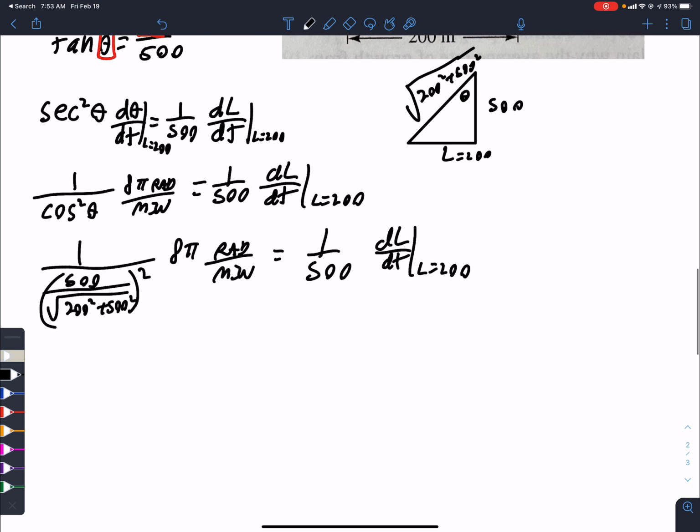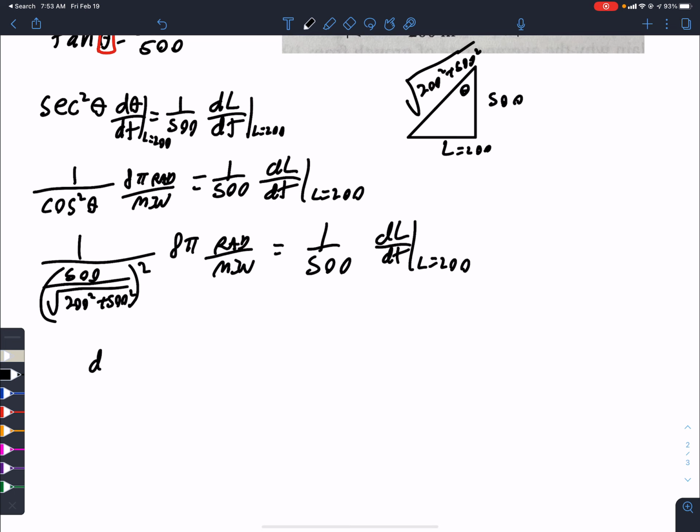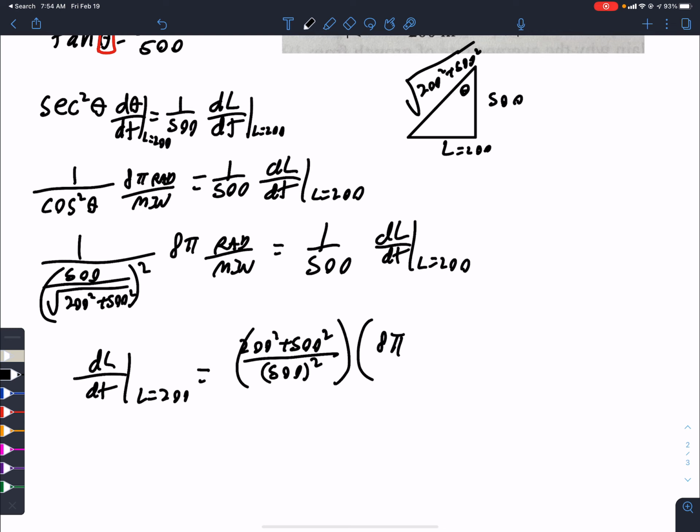And basically, I just multiply both sides by 500. I am done. Oh, I'm going to flip that and square it. So if I flip it and square it, I'm going to get 200 squared plus 500 squared over 500 squared. And we have 8 pi. I multiplied both sides by 500.